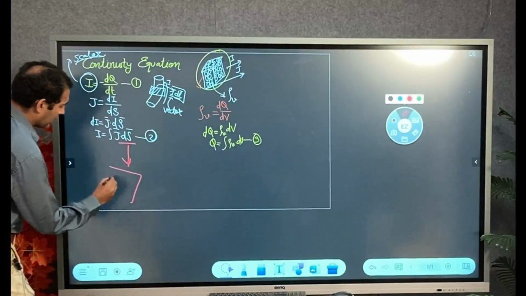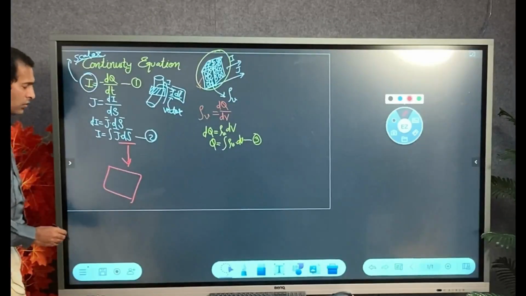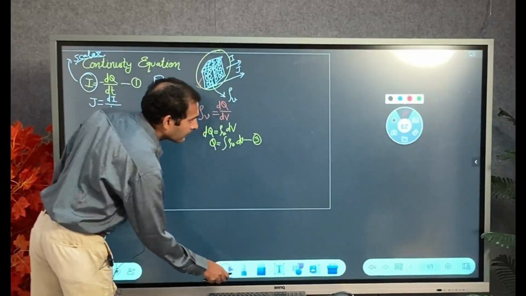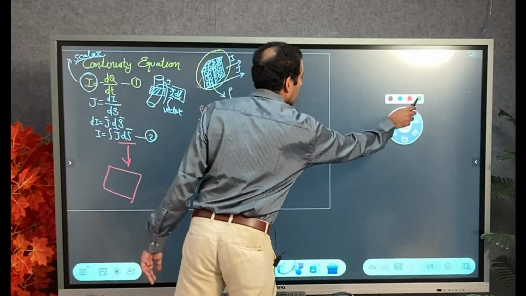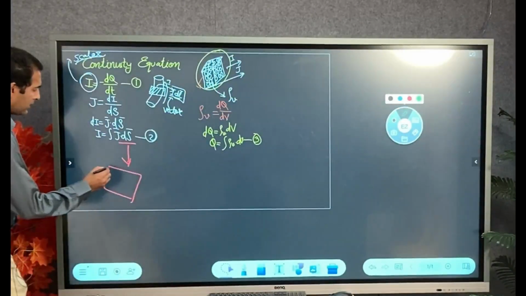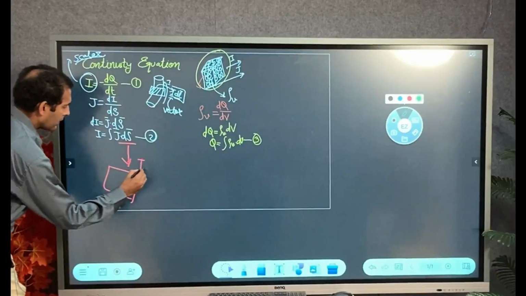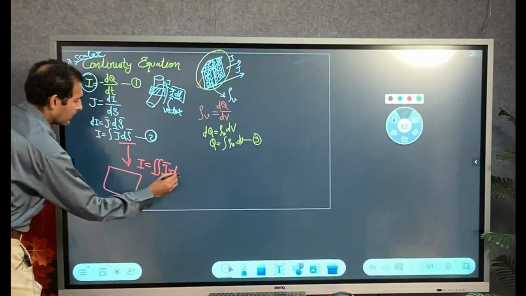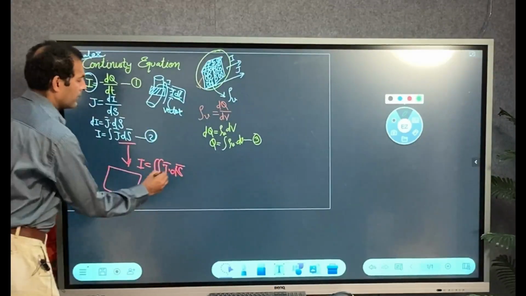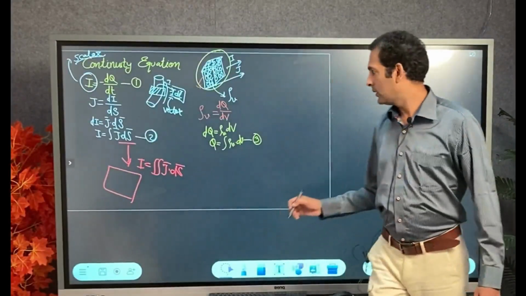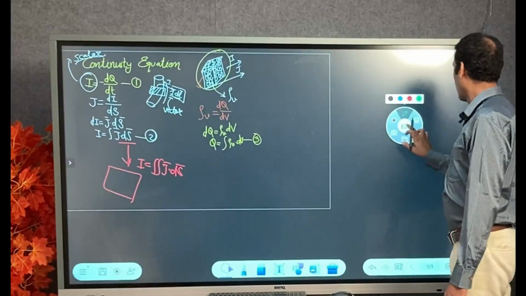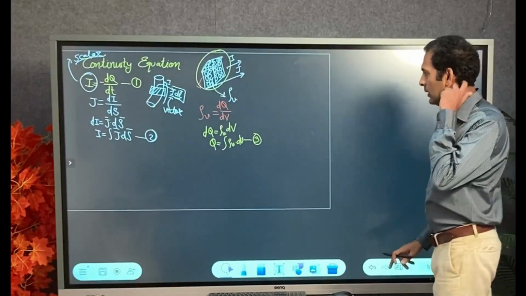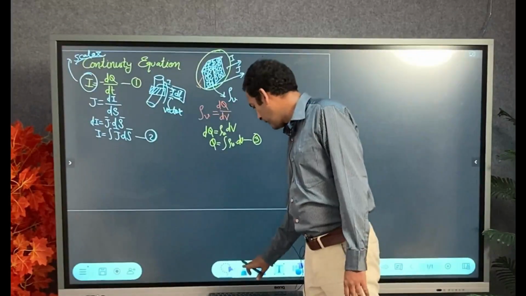Now if you see, this ds bar is nothing but a surface. Surface means double integration for two sides. There will be two axes. So this one we can also write as I is equal to double integral of j bar dot ds bar, right? So this one we can consider here. Okay, so this is about q and v.